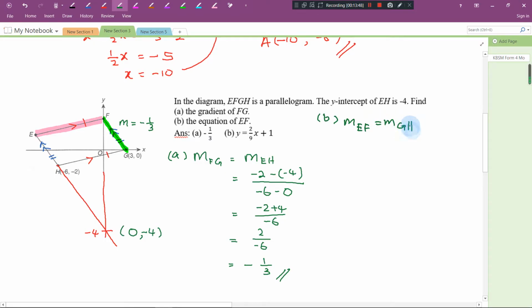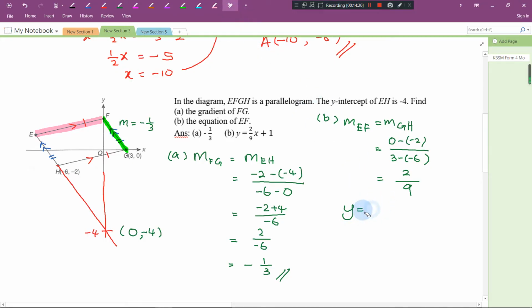GH. Okay, is it possible for us to get 2 points from GH to find the gradient? Yes, we have this and this. We can use these 2 points to help us get the gradient. 0 minus -2, over 3 minus -6. So this is 2, this is 9. Okay, so now I have the gradient equal to 2/9.